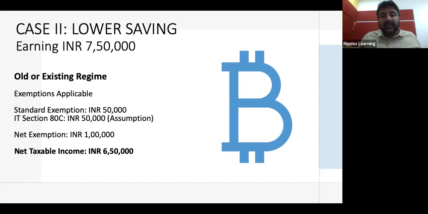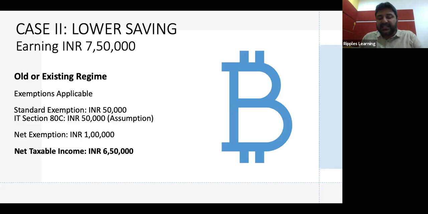So in the old or existing regime, now this is an example for old or existing regime, the net salary of the person is 7,50,000 rupees. What is the net salary of the person? 7,50,000 rupees. What are the exemptions the person is claiming? The exemption the person is claiming is standard deduction of 50,000 rupees.